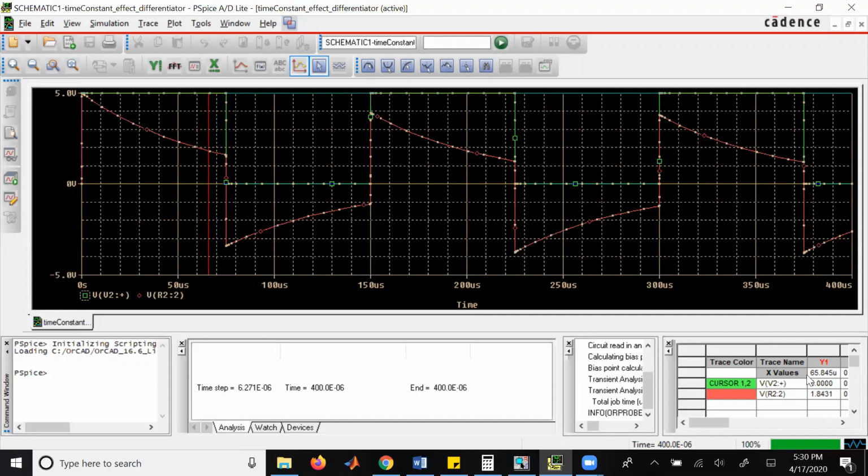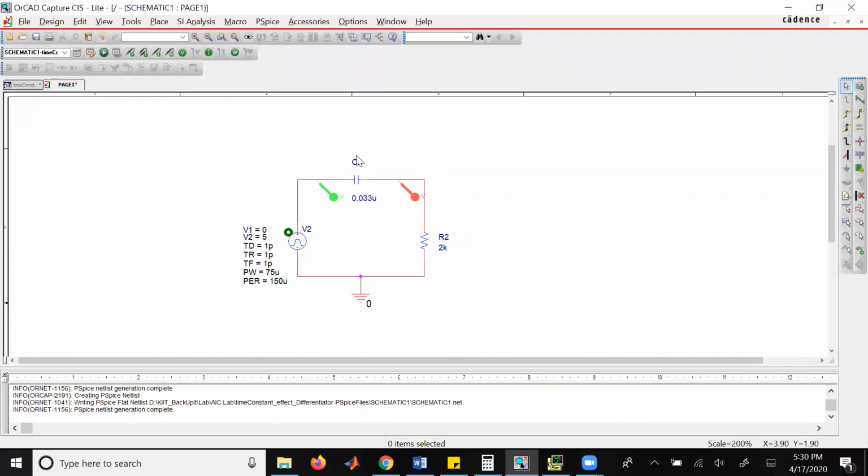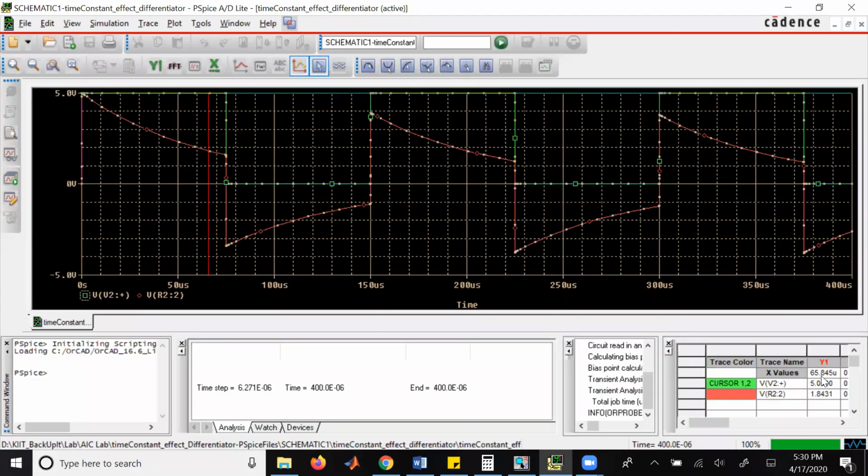And let's measure what is the time. So the time is 65.845 microseconds. So if we convert this time into milliseconds, this will be 0.06584 millisecond. So that is 0.065 millisecond. Now theoretically we can verify the time constant here because R into C, we multiply 0.033 and this 2 kilo ohm. So this is nothing but equal to 0.066 millisecond. So yes, we can see that the theoretical time constant matches with the experimental time constant.